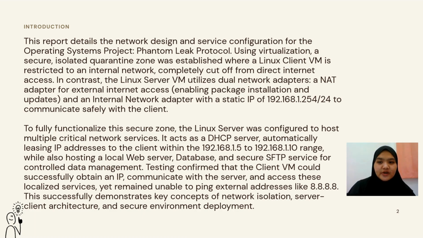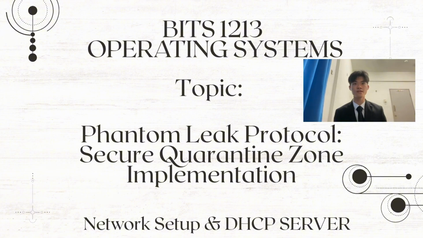To make this zone fully functional, the server hosts 4 critical services: DHCP, which leases IPs from .5 to .10, alongside local web, database, and secure SFTP services. Our testing proved that the client seamlessly accesses these local services but remains strictly blocked from the external internet, validating our secure isolation design.